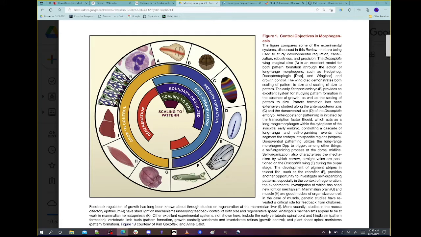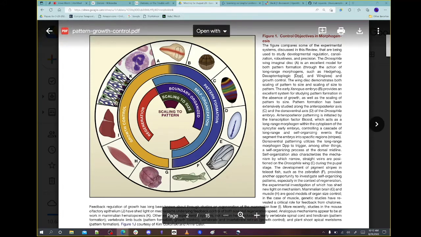Then there's the scaling to size, which is an even smaller domain. This is where things scale to a certain size, like the head will scale to the body size, and that will be maintained across development. So this is featured largely in different types of embryos here. And then scaling to pattern, which is where you get pattern formation, and then that scales up with the organism.